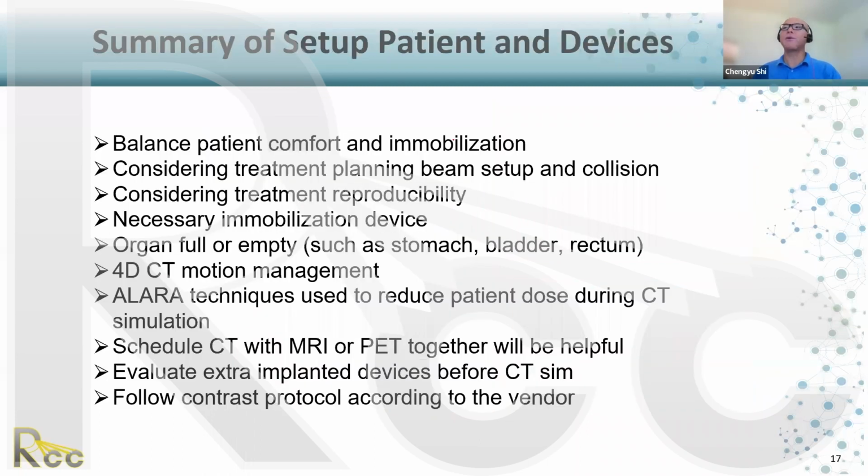So for the summary of setting up the patient devices: balance comfort and immobilization, consider treatment planning beam setup against collision, consider reproducibility, and use the necessary immobilization device according to your department, whatever you have. Organ full or empty, consider it, like stomach, bladder, rectum.